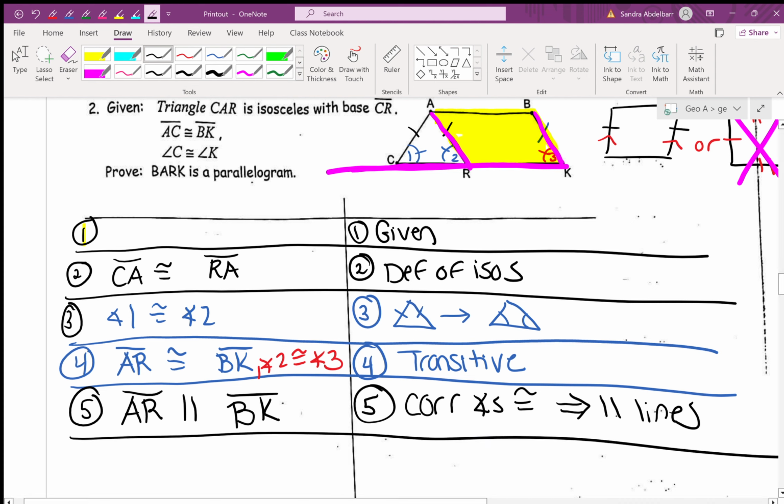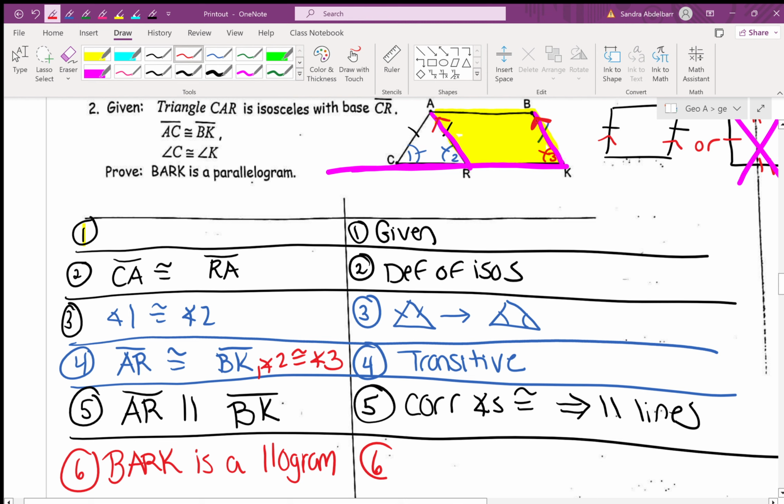Okay, so now what have we just shown? We've shown one pair of opposite sides to be both congruent and parallel. So now we can say BARK is a parallelogram.